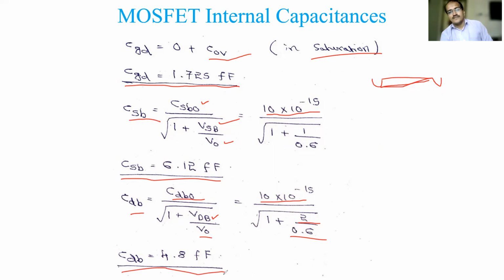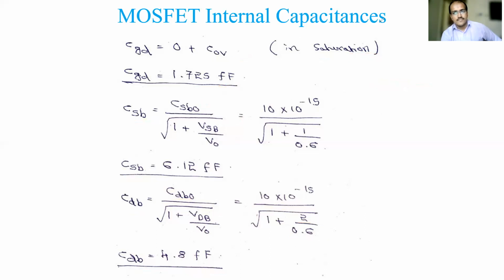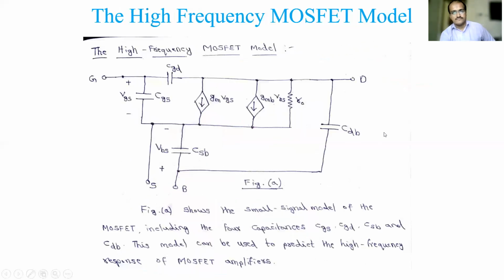So this is the problem, very simple. You need to calculate first COX, then the overlap capacitance COV, then CGS, CGD, then CSB and CDB. So this is about the internal capacitances. Now we'll look at the high frequency model. Now you have understood all the capacitances and where they are placed. So now we'll see the high frequency model.